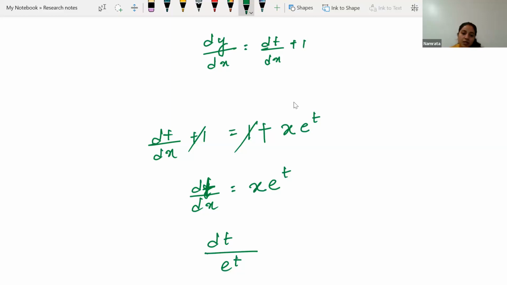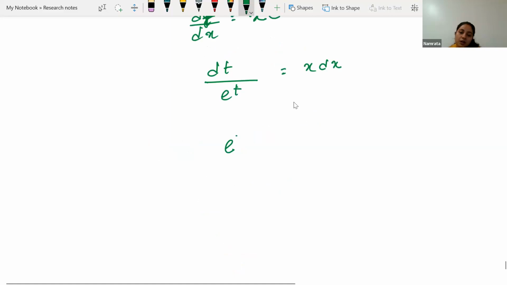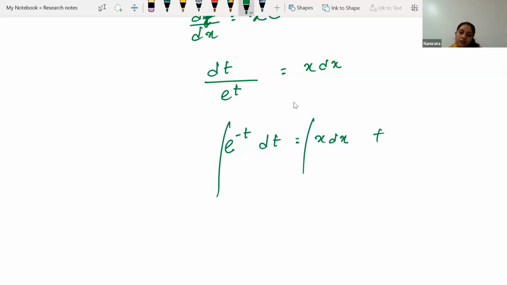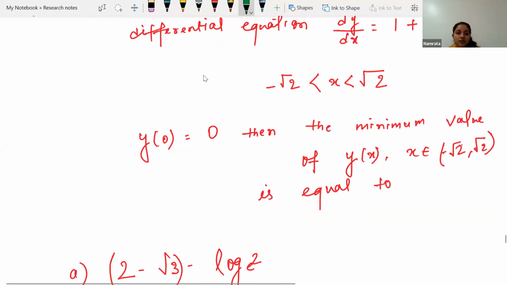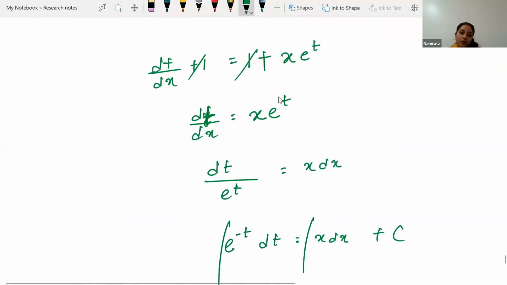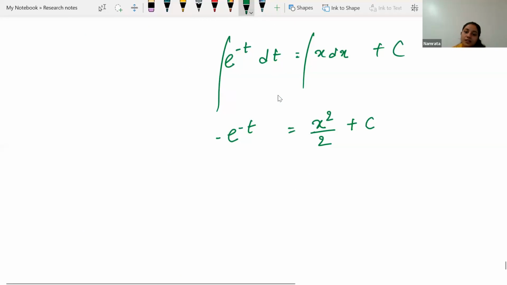If we do integration on both sides, here e to the power t will come in the numerator and will become e to the power minus t dt. Here we'll be having x dx. So let's do the integration over here. We will be having minus e to the power minus t. Here we will be having x square by 2, and here we will be having the constant of integration c. Now the condition we will be using is y(0) is equal to 0.